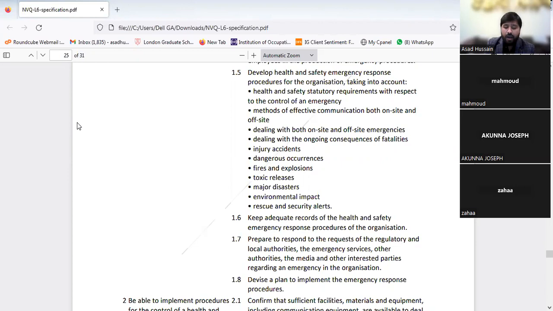How do you store records of the procedures? Where have you stored your records of health and safety emergency response procedures, and how can people access these records? It is not enough to just have them in storage; you need a clear plan so that only authorized persons, or the people who need them, can access them.